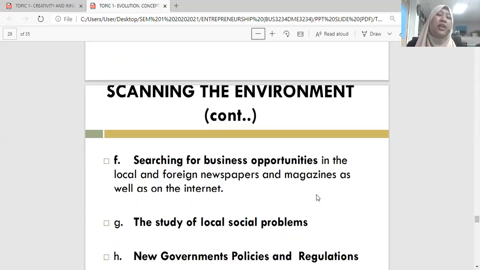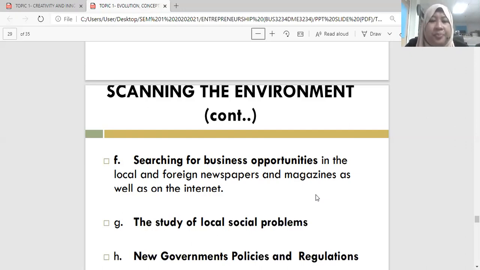And then for the F factor, we are searching for business opportunities in local and foreign newspapers and magazines, as well as on the internet. Nowadays people are IT savvy, so everything you can find from the internet itself. You just type the words business opportunity, and Uncle Google gives you many results on that, right?